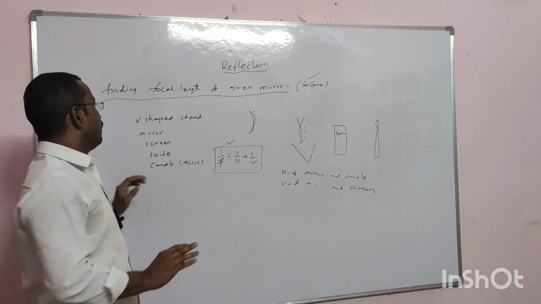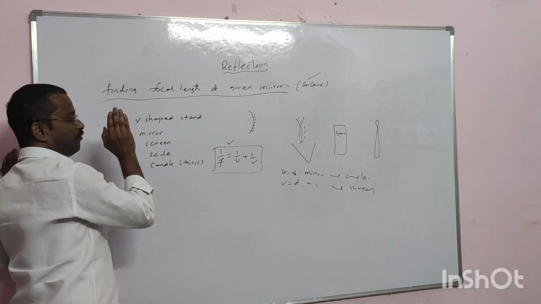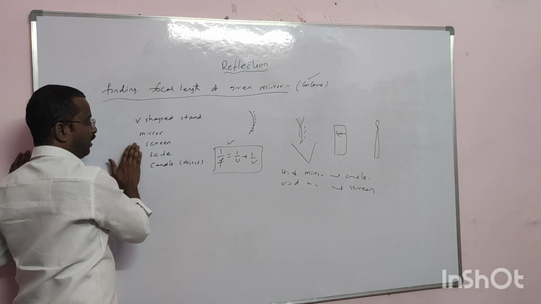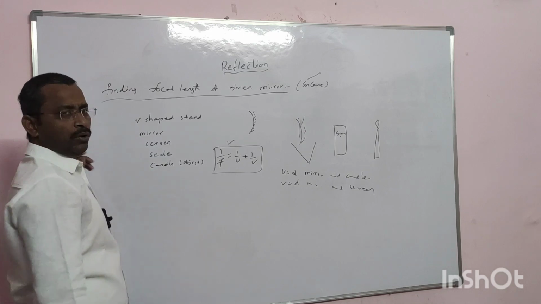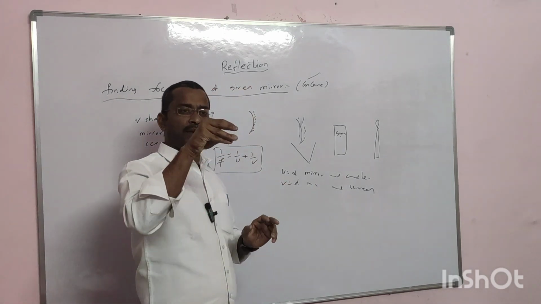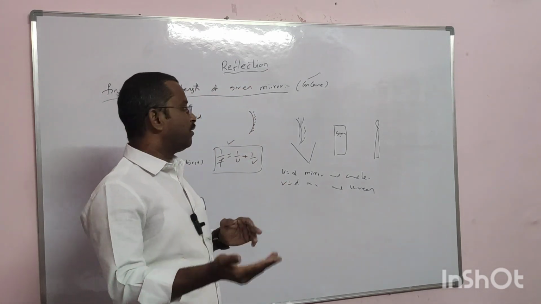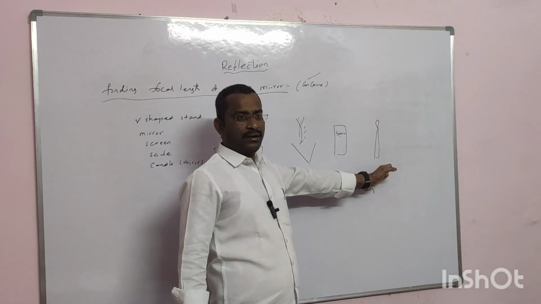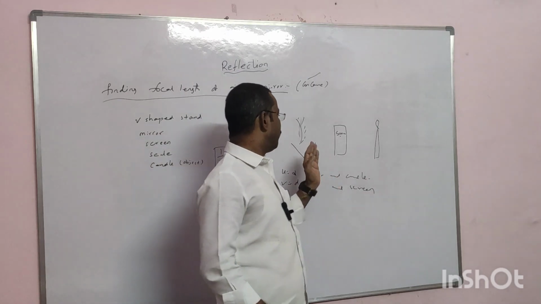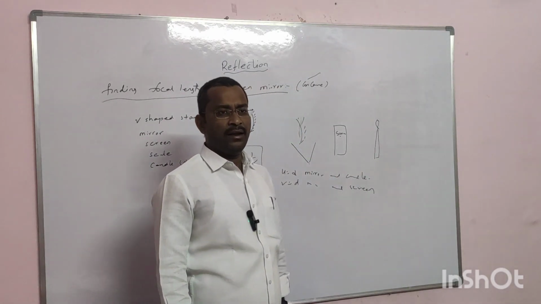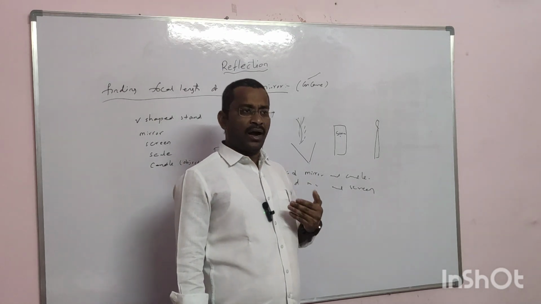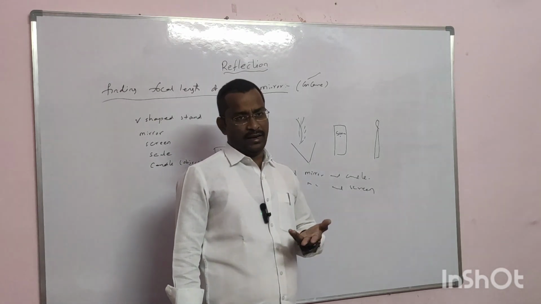I repeat once again, to experimentally find the focal length of a given mirror, the materials required are a V-shaped stand, mirror, scale, screen, candle, and if possible a ruler. Simple, what we are doing: take the V-shaped stand and place the mirror on it. Opposite to that, place the lighted candle, which works like an object. Take the screen, place it between the mirror and the candle, and adjust the screen, moving it towards the mirror and the candle, until you get a clear image.